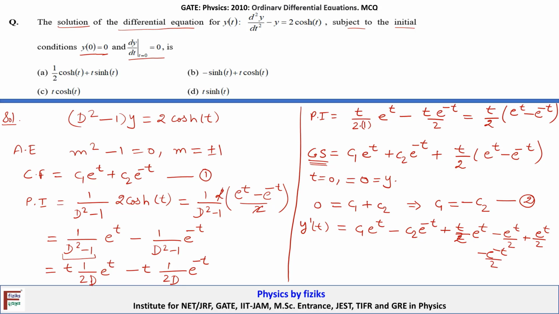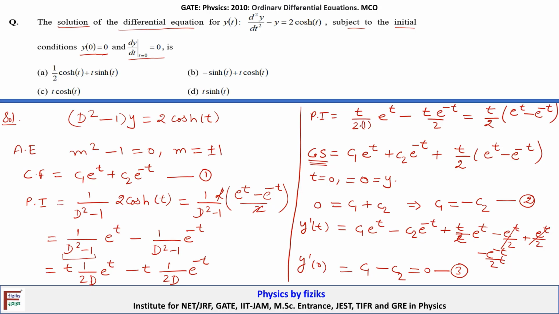Now substituting t equal to 0, this derivative becomes: this term is only C1, and this is C2, and all these terms are multiplied with t, and this e to the power t by 2 is cancelled with this e to the power t, and both terms are multiplied by t, therefore these terms are 0, and hence we obtain that C1 minus C2 is equal to 0.